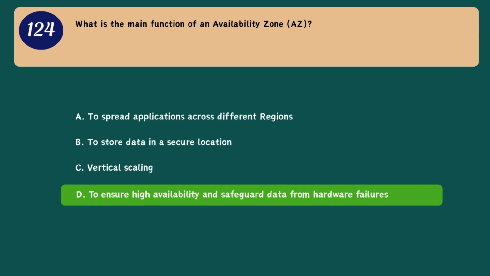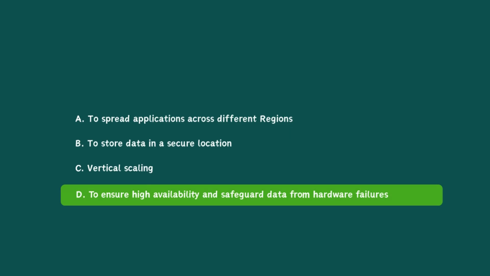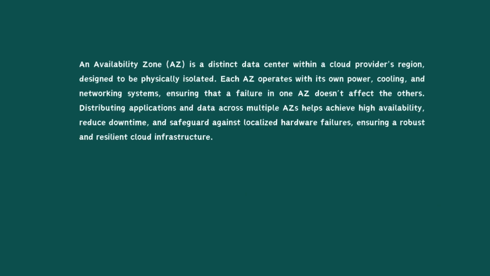Correct answer. D. To ensure high availability and safeguard data from hardware failures. An availability zone is a distinct data center within a cloud provider's region, designed to be physically isolated. Each AZ operates with its own power, cooling, and networking systems, ensuring that a failure in one AZ doesn't affect the others. Distributing applications and data across multiple AZs helps achieve high availability, reduce downtime, and safeguard against localized hardware failures, ensuring a robust and resilient cloud infrastructure.